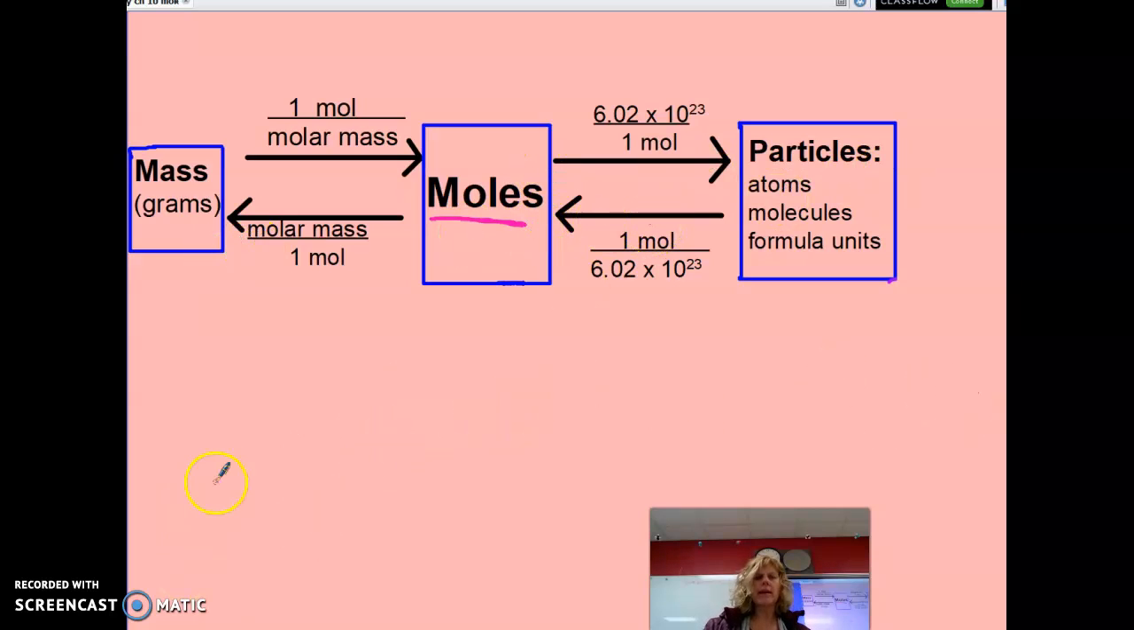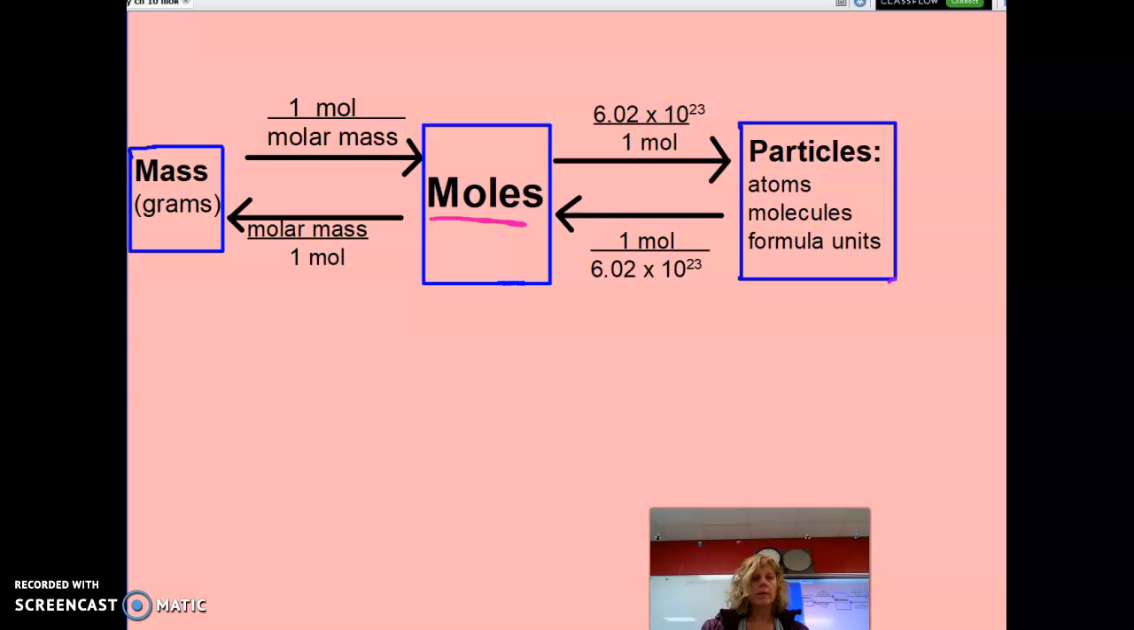I think I neglected to say this in the first video, because I'm held to 15 minutes, and sometimes I just have too much to say to get it all done in 15 minutes. I did some examples of converting from mass in grams to moles, but of course we can go the other way. We just follow this arrow on the bottom, right?